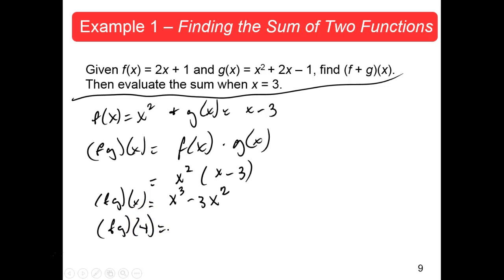What would that be? Help me, help me. Yes, and what does that give you? 4 cubed minus 3 times 4 squared. Okay? Anyone know what 4 cubed is? 64. Minus, anyone know what 4 squared is? 16 times 3 would be? Oh, I hear the gears grinding. Yeah, 48. Perfect. Okay? And what does that give you? 16. Okay?